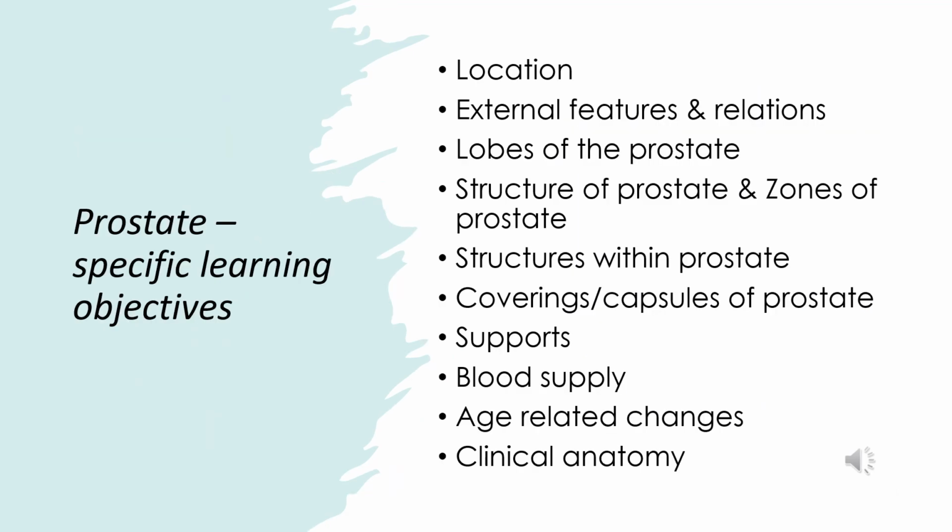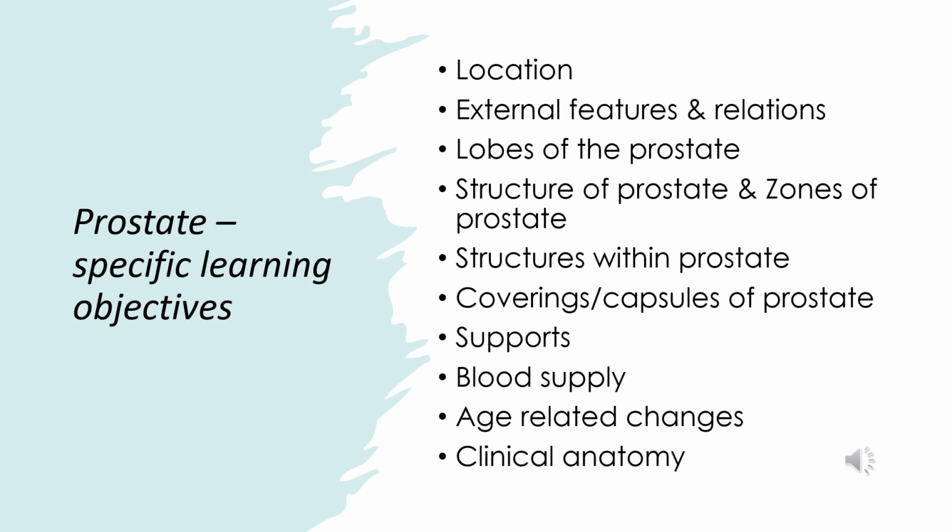The specific learning objectives of the prostate gland are: 1. Location, 2. External features and relations. Also in this objective, we'll be discussing the parts, the surfaces and their relations. Third is the lobes of the prostate gland. Fourth is the structure of the prostate, and along with it we'll be studying the zones of the prostate gland, which is a relatively newer concept.